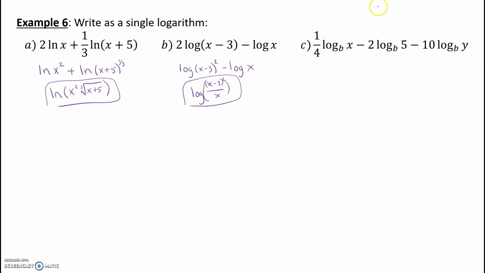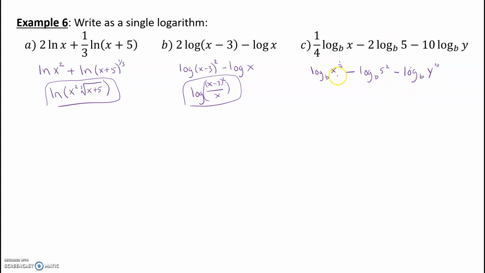This next one's a doozy. So we're going to take it one step at a time. Let's put that exponent back, log base b of x to the 1/4. Put this exponent back, log base b of 5 squared. And we'll put this exponent back as well. Oops, log base b of y to the 10th.